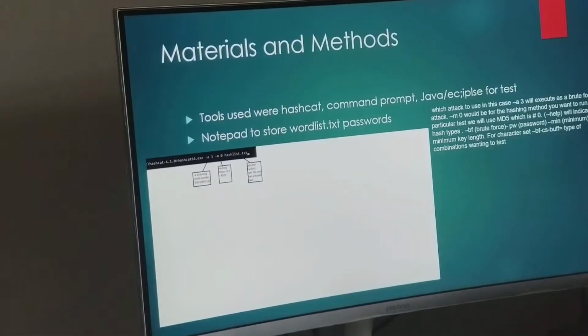Going to materials, I used Hashcat as well. That's the whole genre of materials and method. The tools: I used Hashcat with the command prompt. Java and Eclipse weren't really tested that much, actually. And Notepad, obviously, to store the word list, passwords, and everything.